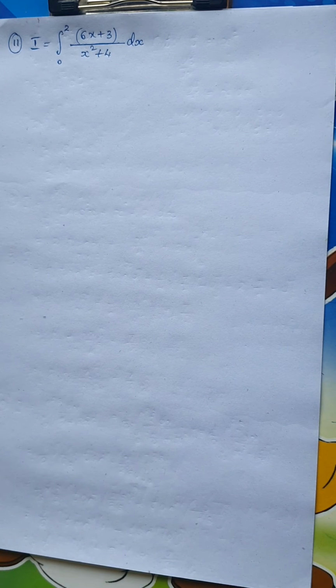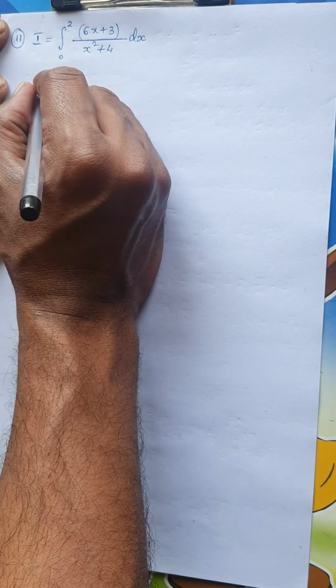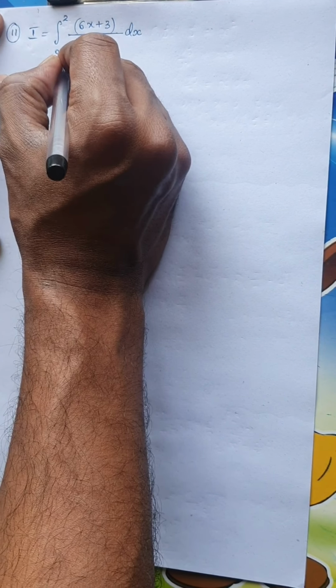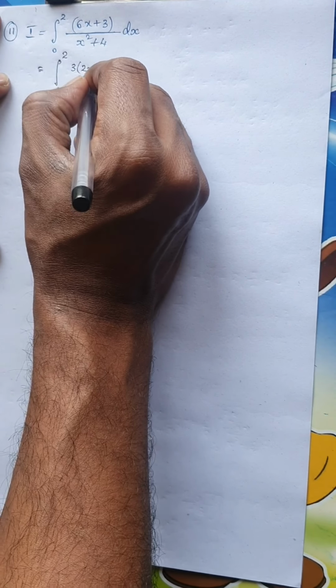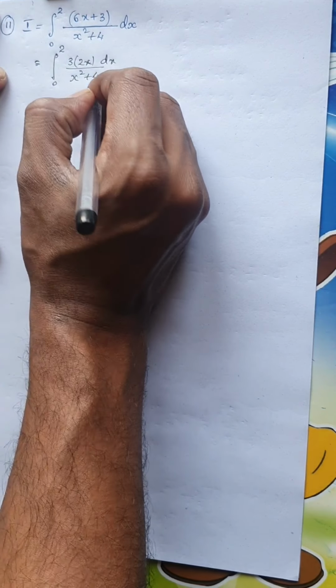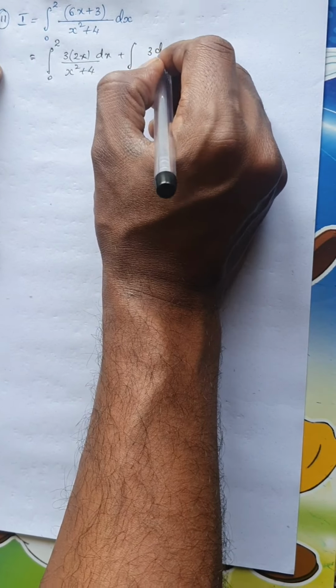Moving on to the next integral, we have the integral between the limits 0 to 2 of (6x plus 3) divided by (x² plus 4) dx. Okay, so we are going to split the integral as integral of 0 to 2. Remember, I am going to write this 6x as 3 times 2x dx divided by x² plus 4, plus integral of 3 dx divided by x² plus 4. Okay, so this is integrated within the limits 0 to 2.